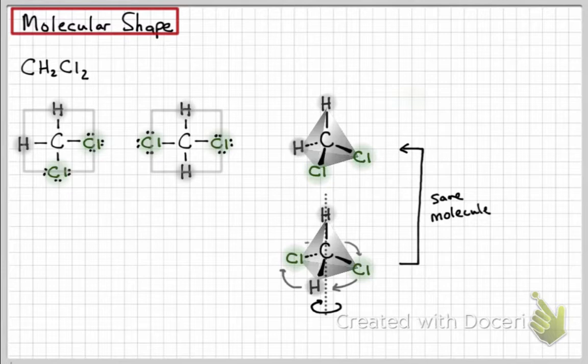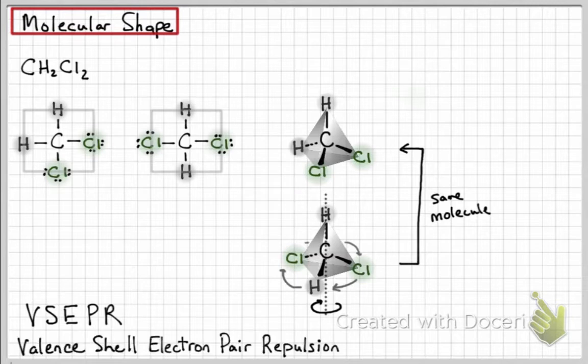Well, this could have been predicted using a technique or theory called valence shell electron pair repulsion. Valence shell electron pair repulsion. And basically what this means is that the valence electrons, which are the electrons in bonds and lone pairs, and in particular we're looking at the ones around the central atom, the ones on the terminal atoms, like on the chlorines in this case, don't matter.